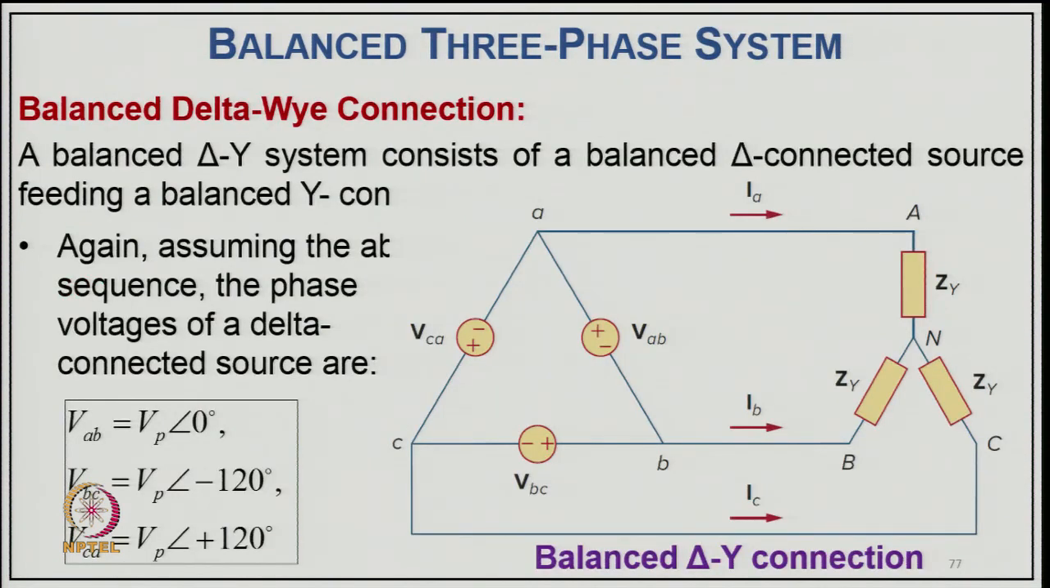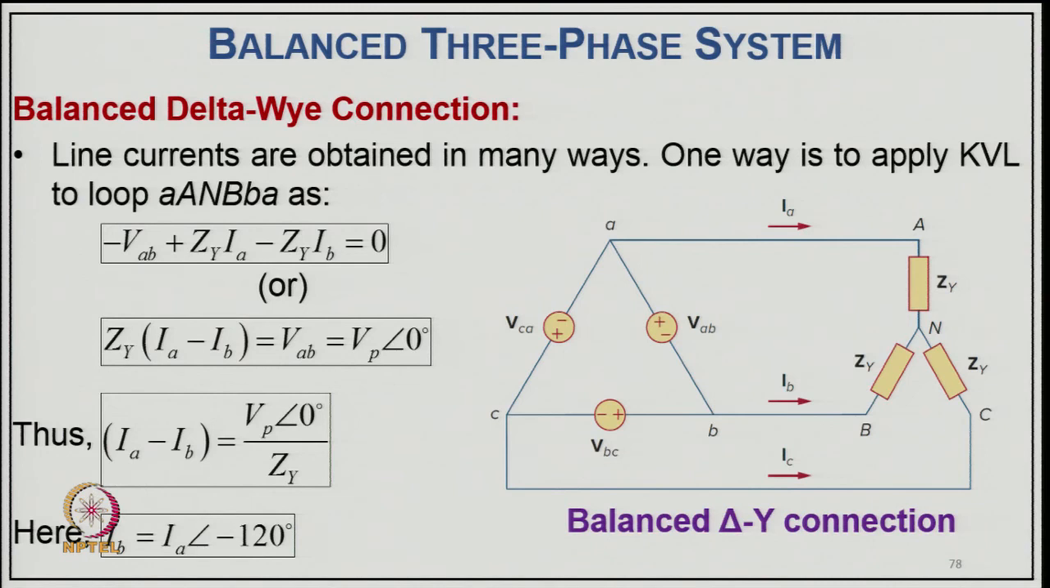Now coming to another connection, that is the balanced delta-star connection. A balanced delta-star connection consists of a balanced delta connected source feeding a star connected load, as you can see in the figure. Again assuming the ABC phase sequence, the phase voltages of the delta connected source are Vab equal to Vp at angle of 0, Vbc equal to Vp at the angle of minus 120 degree, and Vca equal to Vp at the angle of plus 120 degree, and you have a balanced load of Zy connected in star. So, line currents are obtained in many ways.